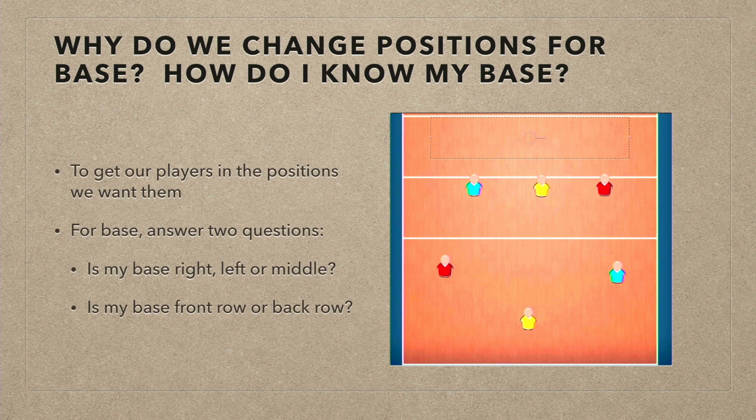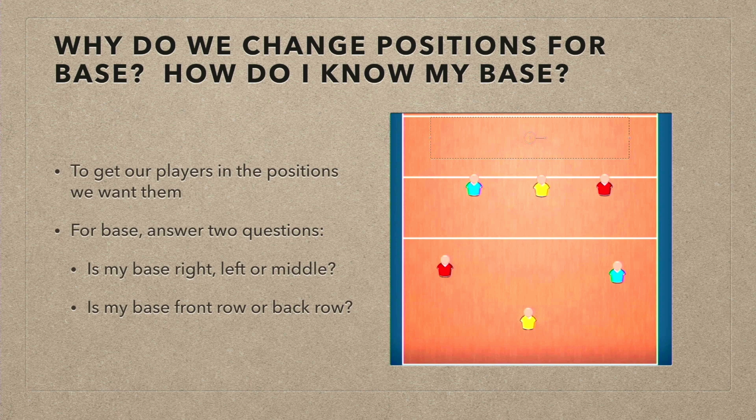They can hit everything, because right side setting takes a little longer to develop in players, so it's not quite as good in the beginning. So those hitters have to be able to adapt to any ball. And of course, the right side back row player in the 6-2 is the setter. So what you need to know for base is, am I right, left, or middle?